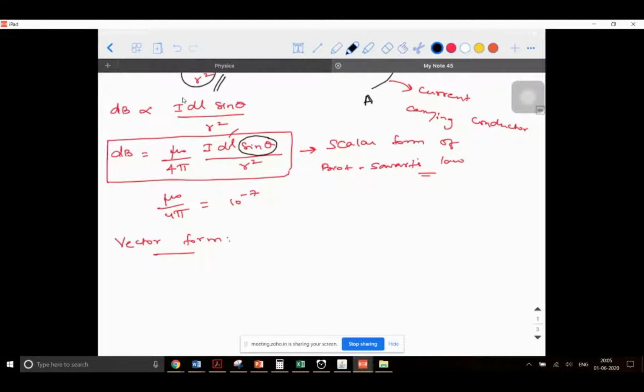So if I want to write it in vector form, I need to write the cross product between DL and some other vector so that I get sine theta. So what is the other vector we can think of? It is R. Then how do I write dB is equal to mu naught divided by 4 pi into, if I treat DL as one vector and R as one vector, we know this formula, right? A vector cross B vector is equal to AB sine theta, right? But B vector cross A vector is also equal to AB sine theta, but we say they both are not equal. Why?